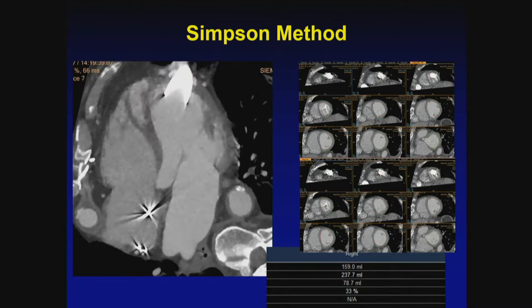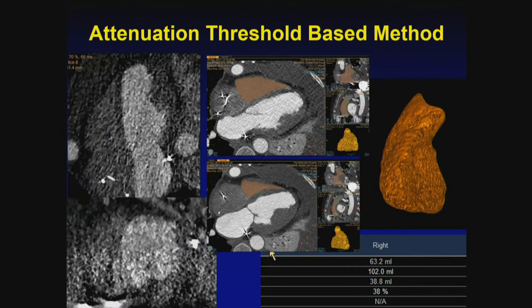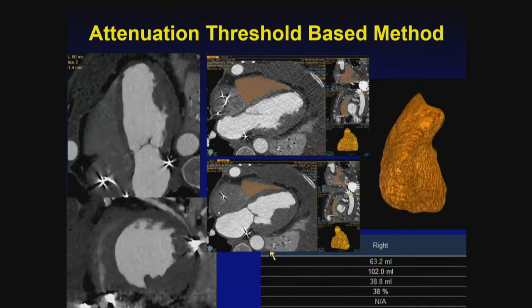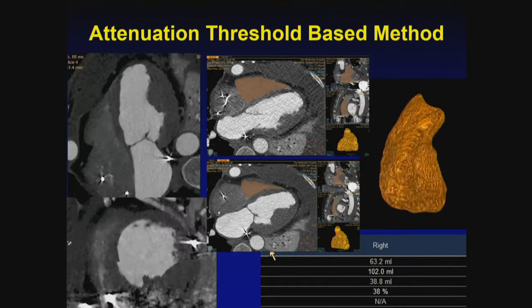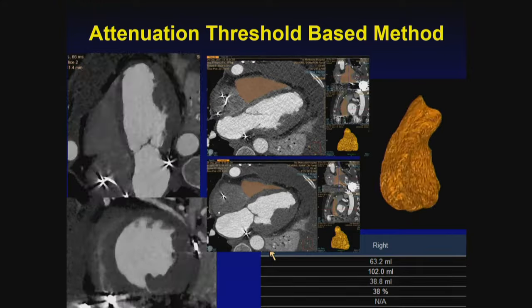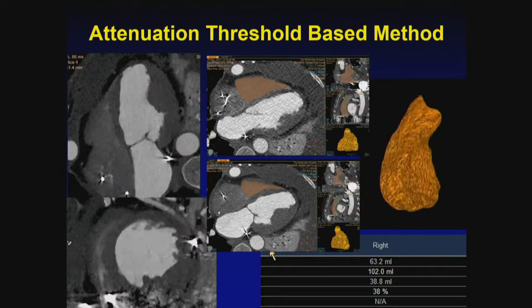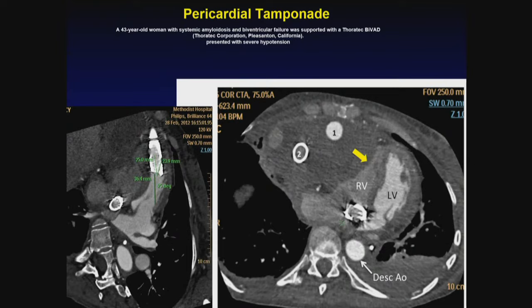You can get a very accurate assessment of the RV function, which I think I already went through in our talk on LV function assessment. We can use the attenuation threshold method to calculate the function. So even in this study, where the timing of the bolus is not optimal, the AI algorithm works sometimes amazingly well to segment with minimal intervention. In this case, we didn't have to do any manual tracing, and you come out with a very nice, accurate assessment of the RV ejection fraction.